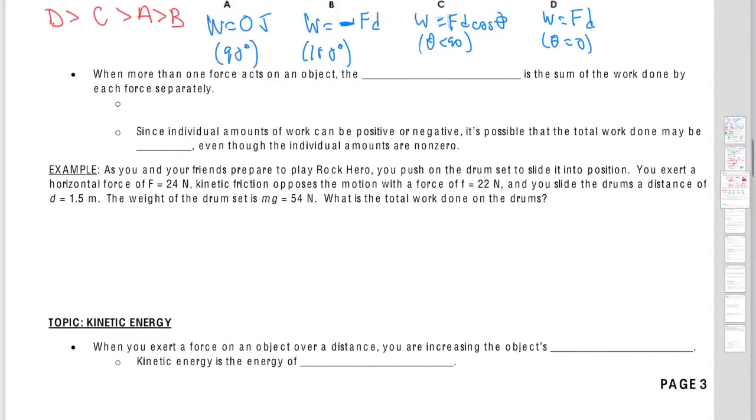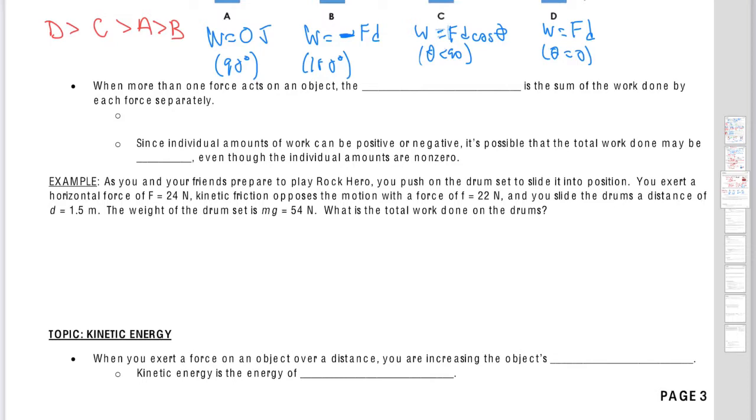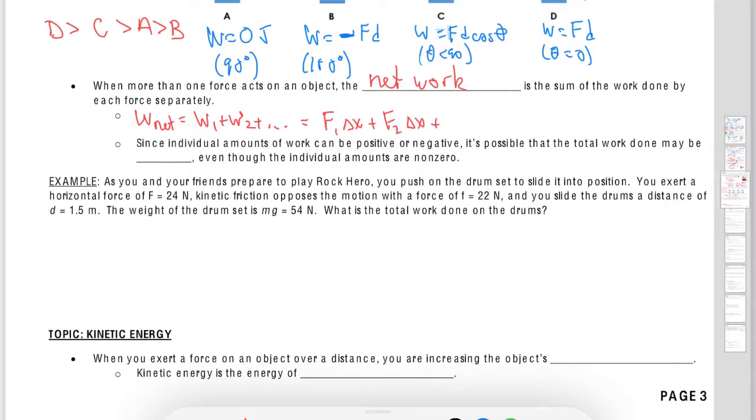Now, the next part here talks about when more than one force acts on an object, you can determine the net work. So the net work is simply the sum of the work done by each force separately. Remember, every force is doing work, and that means every force has an F times D factor, or F delta X cosine theta factor. The net work is just W1 plus W2 plus dot dot dot. That just means it's going to be F1 delta X, because the object moves the same displacement, plus F2 delta X plus dot dot dot.